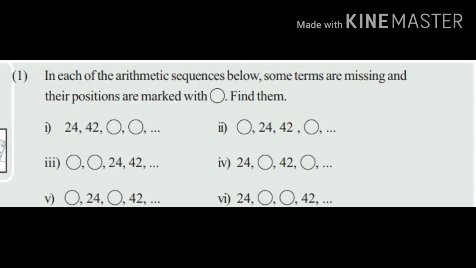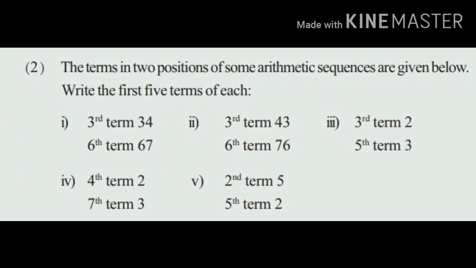Similarly, you can do the remaining questions. Now let's move on to the next question, that is question number 2. The terms in two positions of some arithmetic sequences are given below. Write the first 5 terms of each.